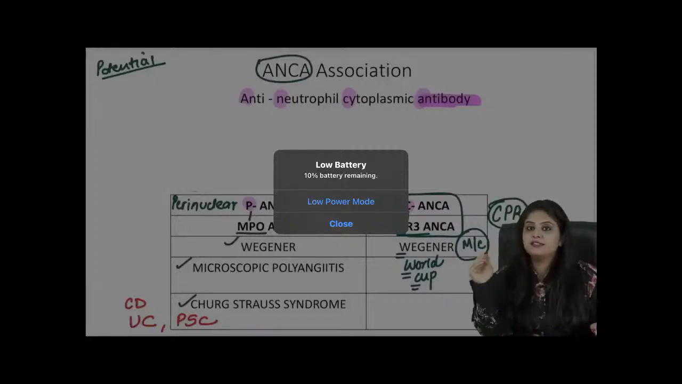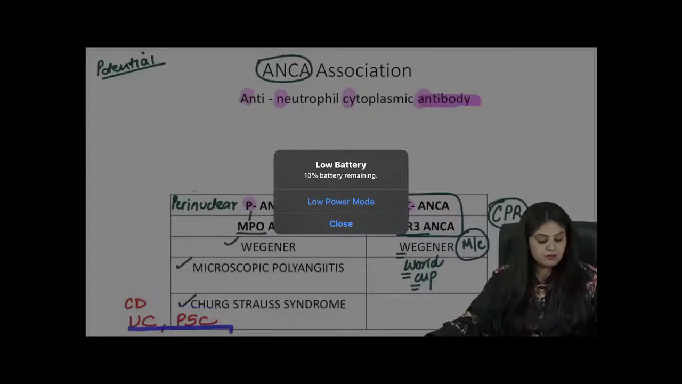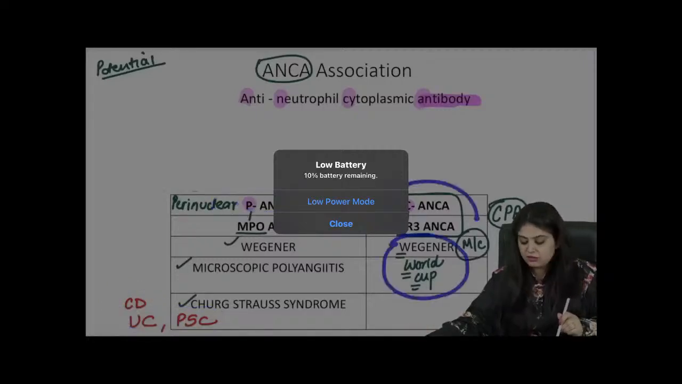Microscopic polyangiitis, P ANCA. Churg-Strauss syndrome, P ANCA. In fact, if they ask you about any disease in the intestine, ulcerative colitis, P ANCA. If they ask you about any disease in the liver, primary sclerosing cholangitis, P ANCA. Anything on this planet that is asked is going to be P ANCA.